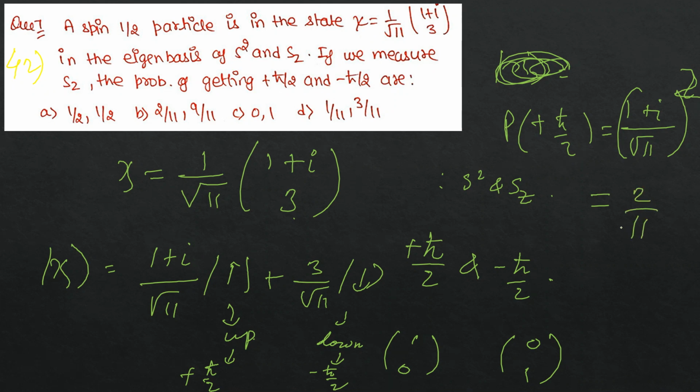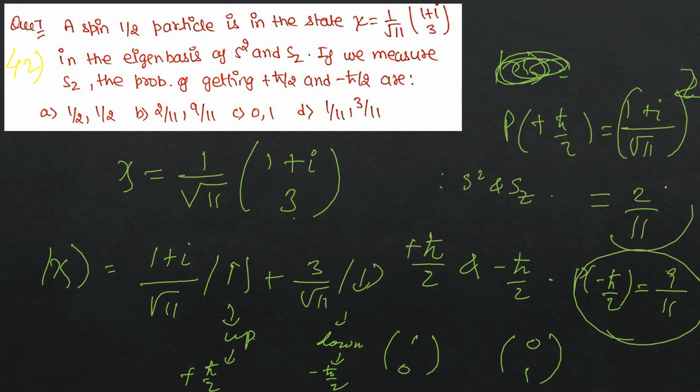Yeah. And probability of getting minus h cut by 2, that will be how much? This is 9 by 11, because this is 3 by root 11, square is 9 by 11. Okay, these are the answers: 2 by 11 and 9 by 11.